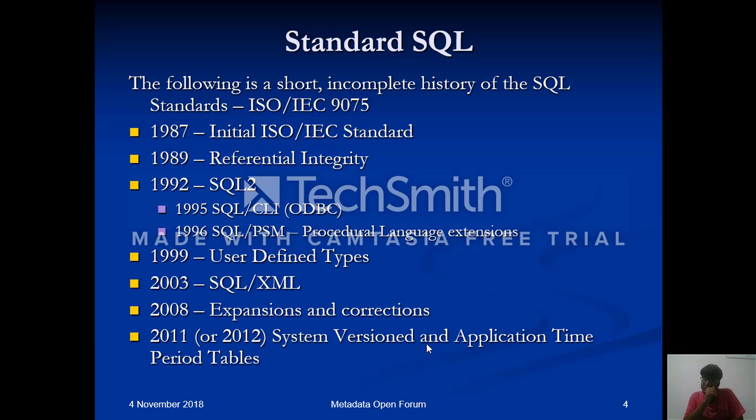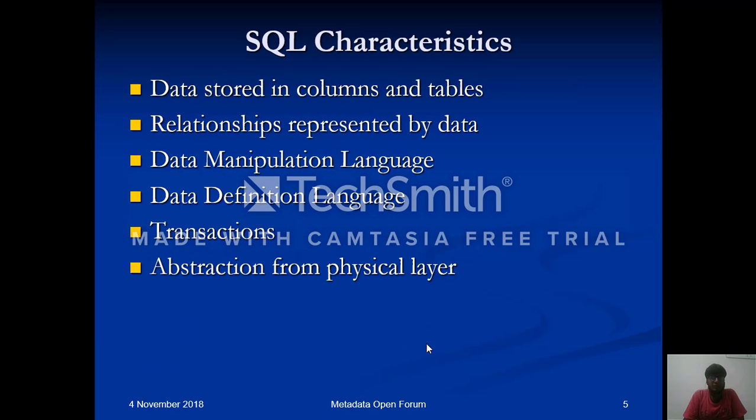So, standard SQL, as we all know. The following is a short, incomplete history of the standards: 1987 initial, 1989 referential, 1992 SQL2, 2003 we get the SQL XML codes, and now we are using stable time period tables and all that. Characteristics: data stored in columns and tables. That means you can create a table, store values in it, and add constraints such as primary key and foreign key. You can add check constraints, set a value, delete a column, update, alter the table, you can do various things.